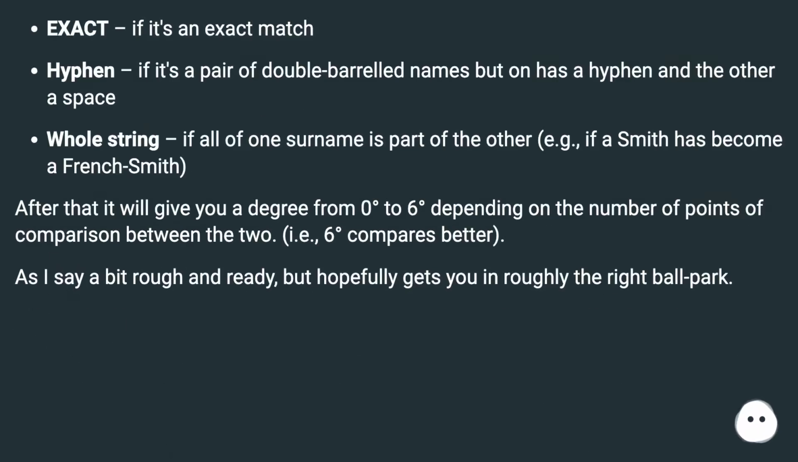Exact if it's an exact match. Hyphen if it's a pair of double-barreled names but one has a hyphen and the other a space. Whole string if all of one surname is part of the other. For example, if a Smith has become a French Smith. After that it will give you a degree from 0 degrees to 6 degrees depending on the number of points of comparison between the two, i.e., 6 degrees compares better. As I say, a bit rough and ready, but hopefully gets you in roughly the right ballpark.